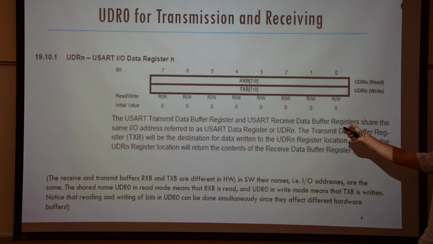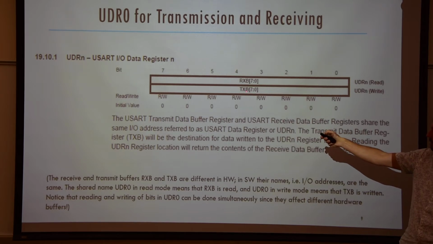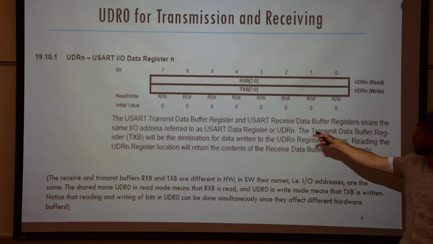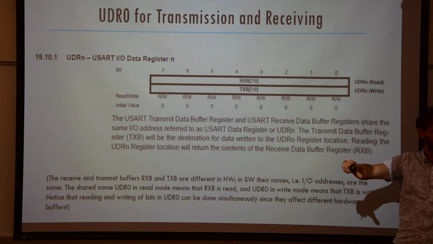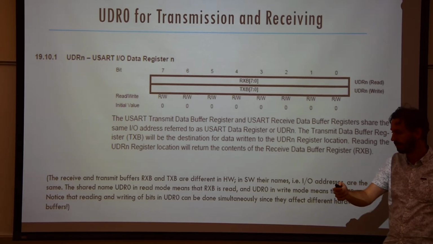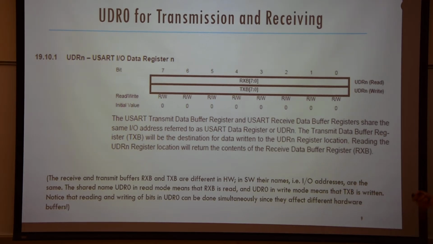If I'm reading, I'm going to read from the receive buffer. And if I'm writing, I'm going to write to the transmit buffer. Now, these two buffers are two separate hardware buffers, right? Two separate registers. And that means that I can read and write at the same time.